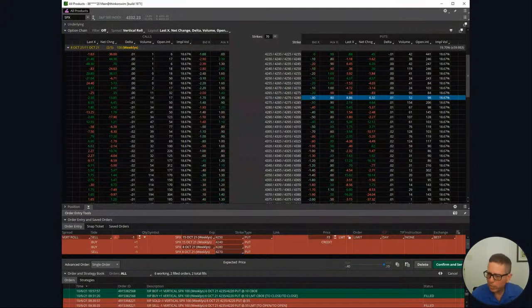Do you ever widen the strikes on a roll? I have not widened on SPX, but I know there are guys that I trade with that do that, and I have done it for spreads on stocks.